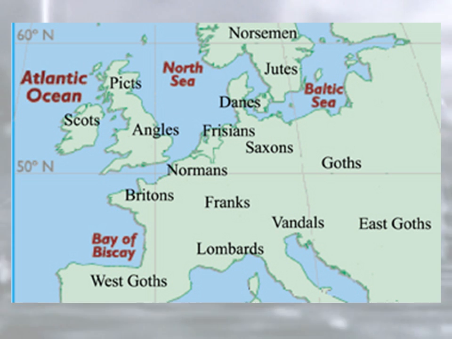If you look quickly at this map, you can see the locations where some of those Germanic tribes came from. And these were the tribes that eventually were able to take over ancient Rome.